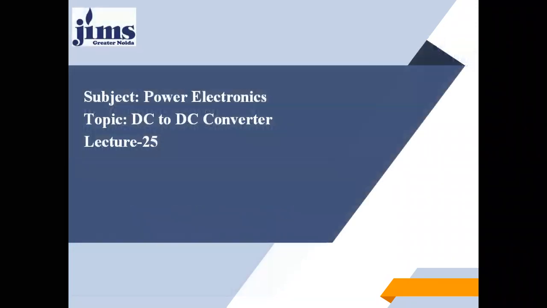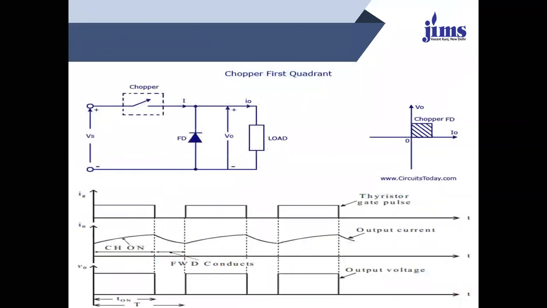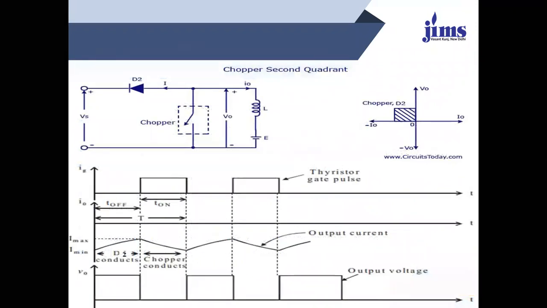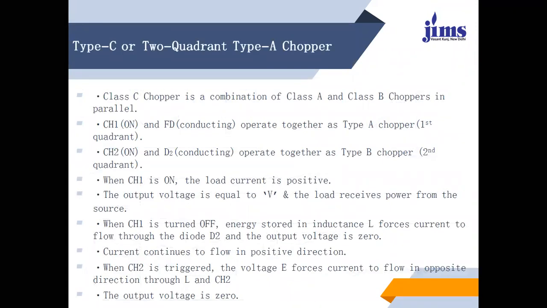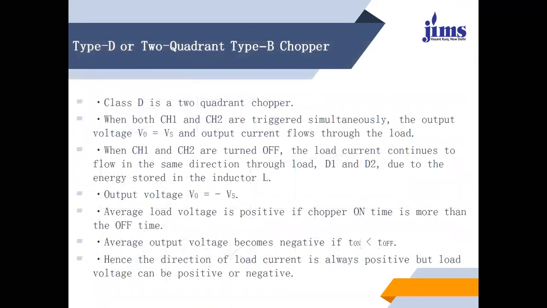In continuation of the previous lectures on DC choppers, we discussed the type A chopper, then the type B chopper, then the type C chopper and their waveforms. Now we will discuss the type D chopper, or two-quadrant type B chopper.